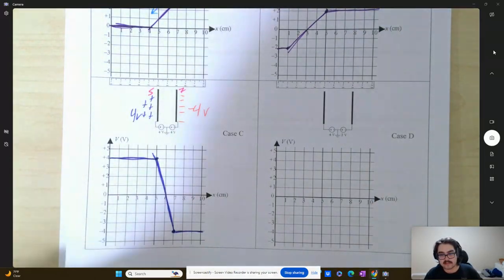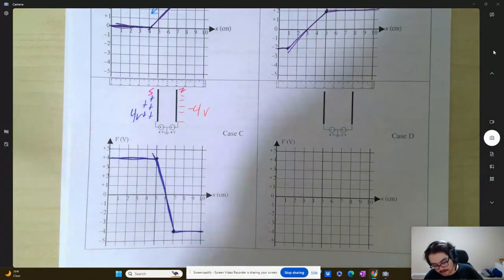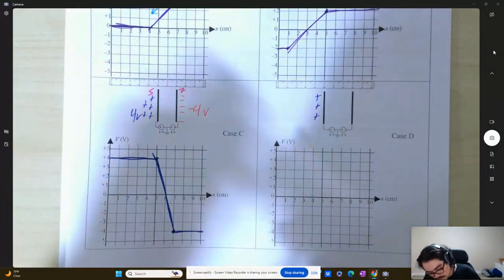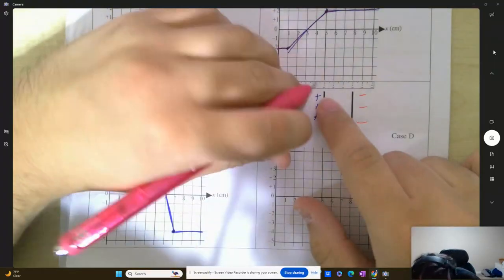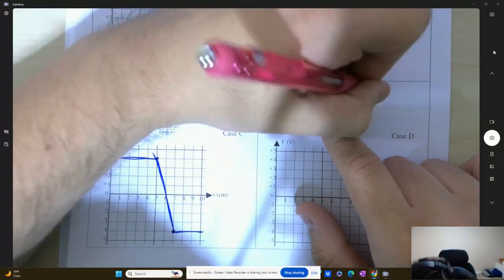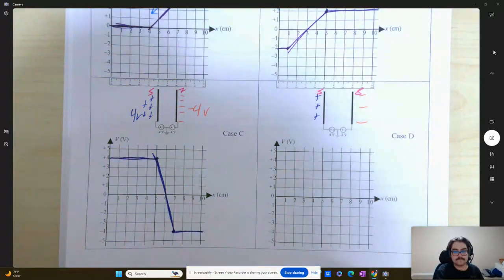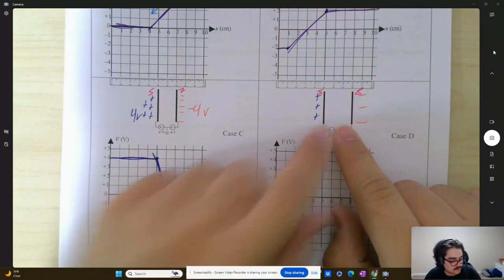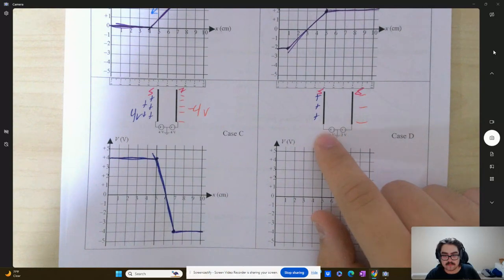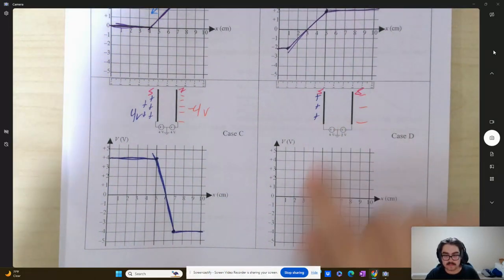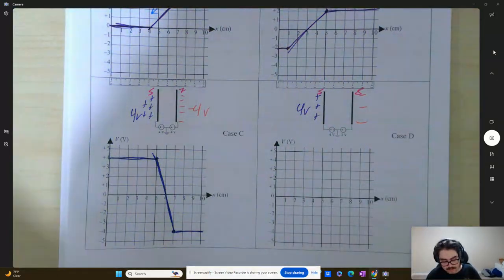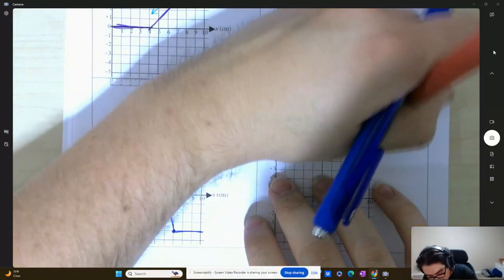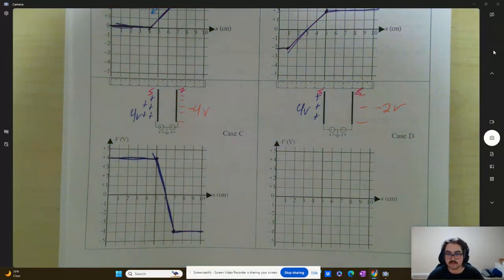And if we look at case D, again, left plate is going to be positive, right plate is going to be negative. And then we can see the positions of these, this should be 5, and this should be 8. And then you can see the potential here on the left plate is going to be +4, and the right plate is going to be -2. Yes, they can have different potentials. That's just how the batteries work out.